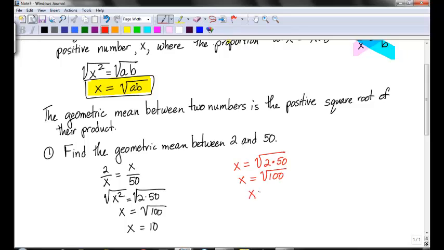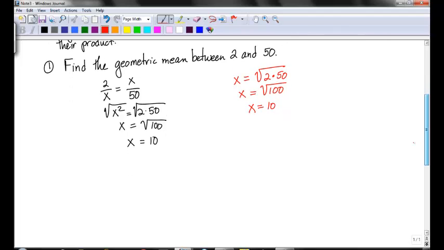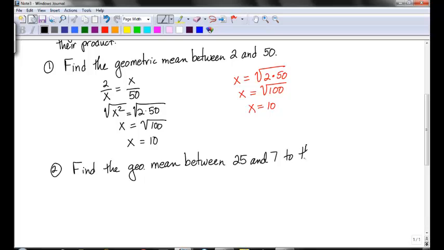Now, some of these won't come out evenly, so you have to pay attention to the directions. Do they want you to round it to the nearest tenth, to the nearest hundredth? So you can work it either way. Okay. So if I said find the geometric mean between 25 and 7 to the nearest hundredth.